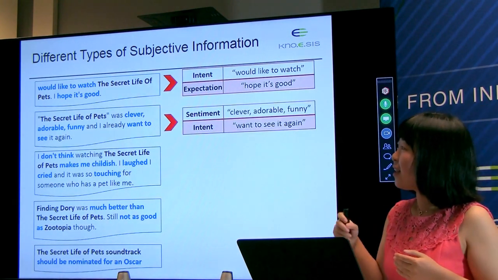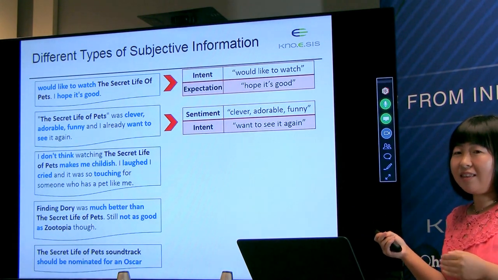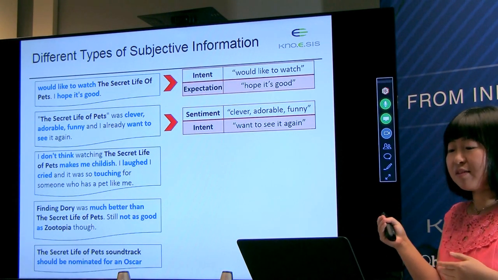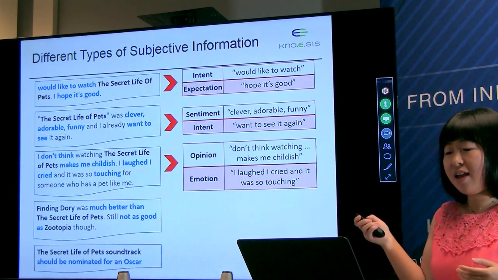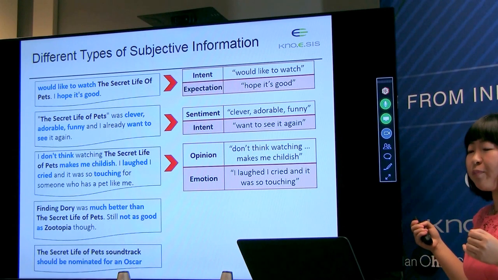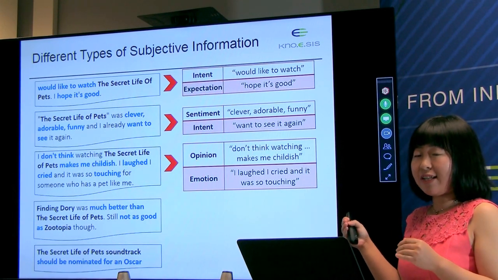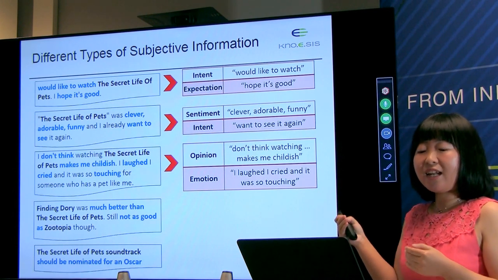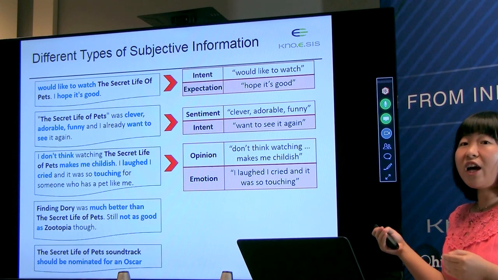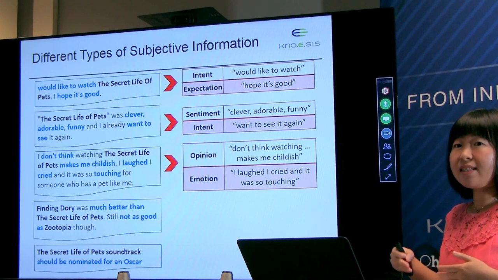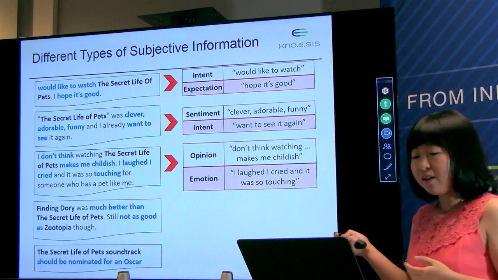In the second one, "The Secret Life of Pets was clever, adorable, funny." This is the sentiment or opinion about this movie. "I already want to see it again" is the intent. Next, a third example: "I don't think watching The Secret Life of Pets makes me childish." That is an opinion about this movie. And then "I laughed, I cried, and it was so touching for someone who has a pet like me." Laughed, cried, and touching express the emotions that can be caused by watching this movie.